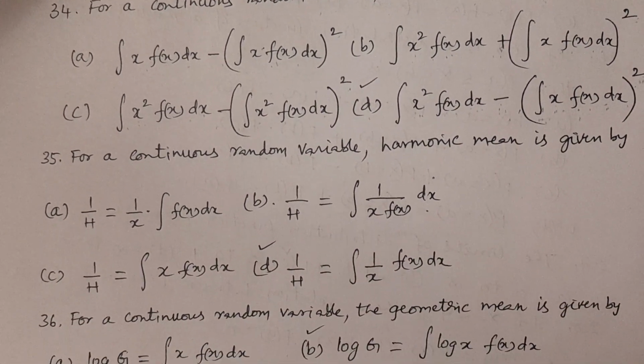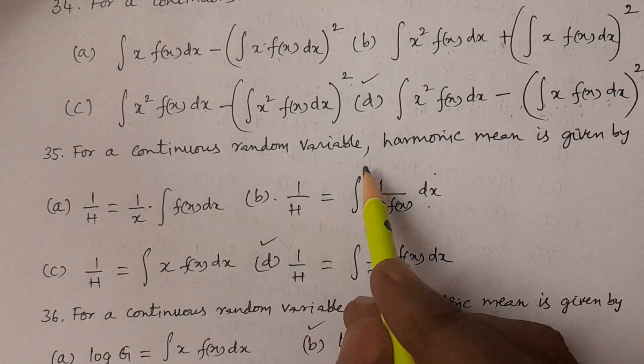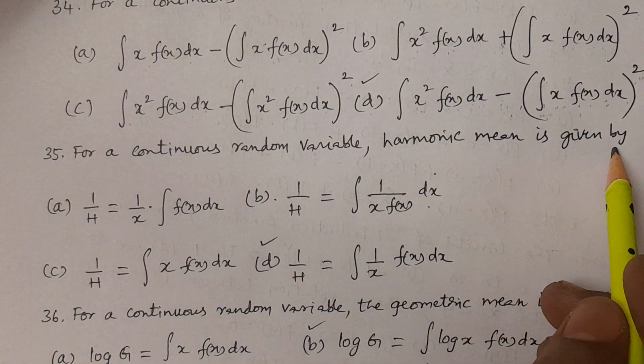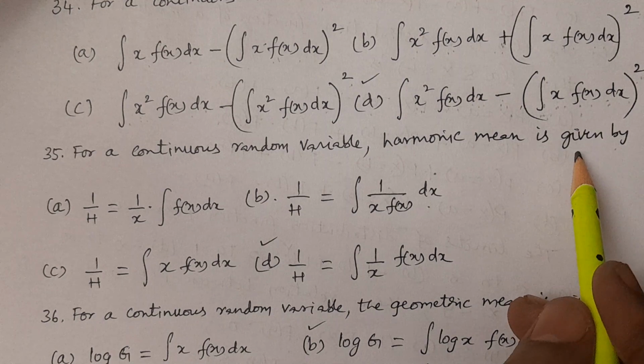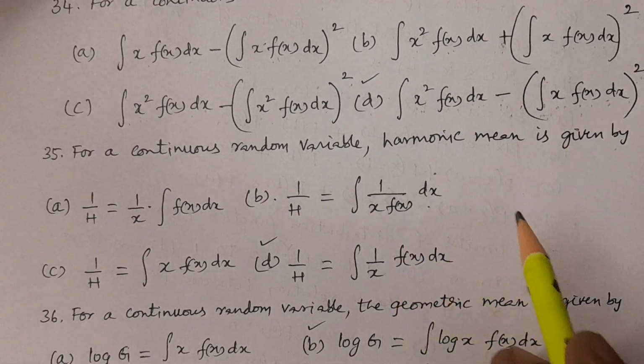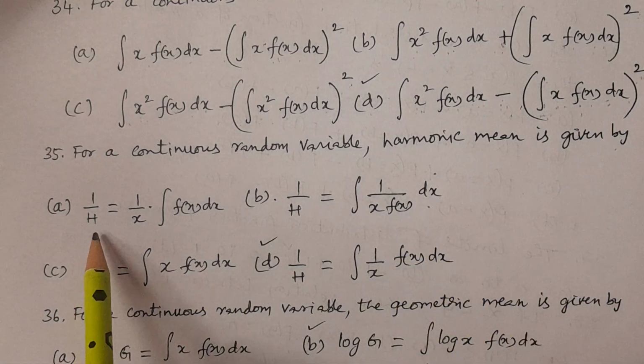Next we move to question number 35. For a continuous random variable, harmonic mean is given by. So, the harmonic mean formula. Okay. It is 1 by h. So, you see the options here.